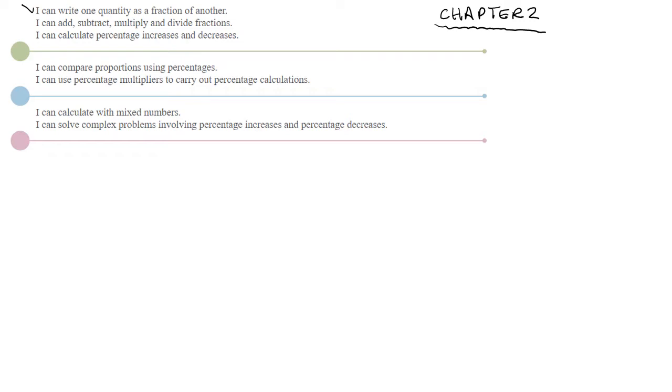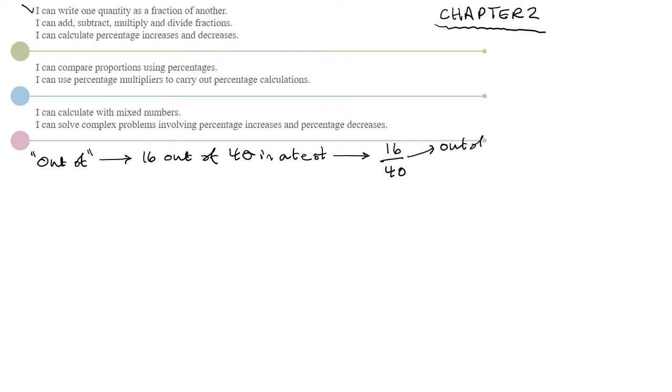The way that we do that is these are normally questions that say "out of." You're looking for the phrase, not always, but often, "out of." So let's say, for example, someone got 16 out of 40 in a test, and we want to write it as a percentage. So "out of" basically means you write it like this: 16 over 40. Think of that line as meaning "out of."